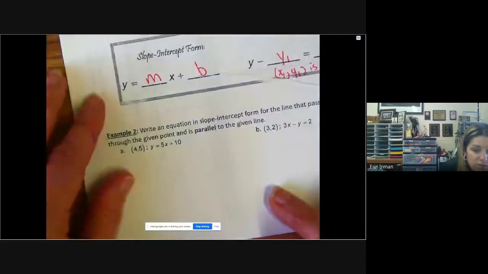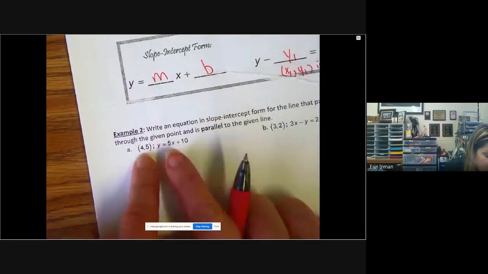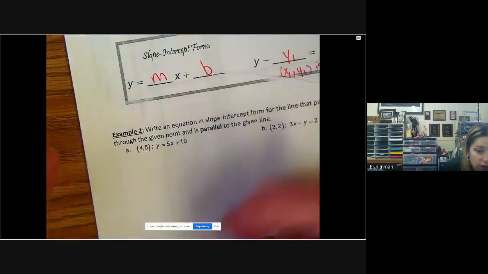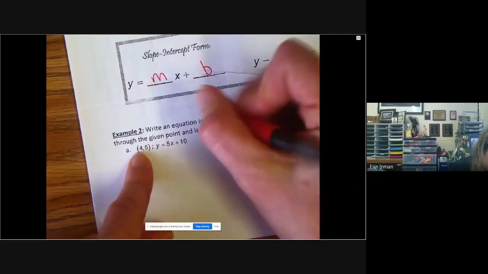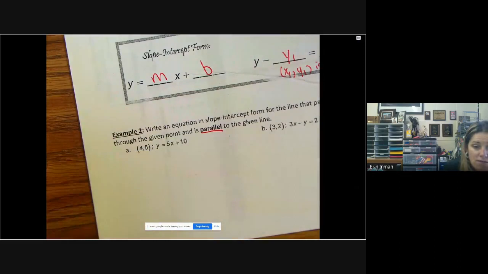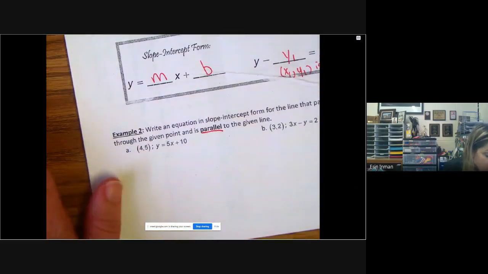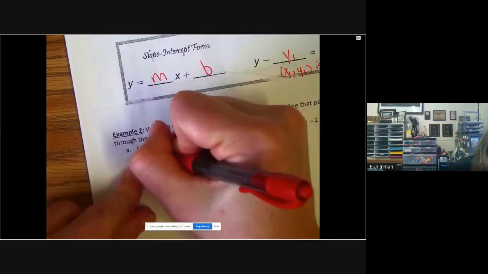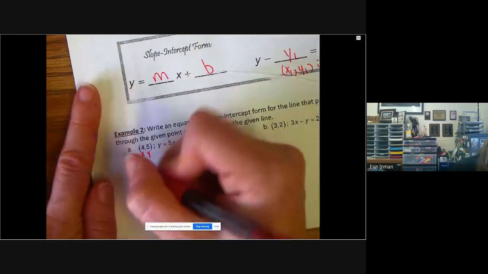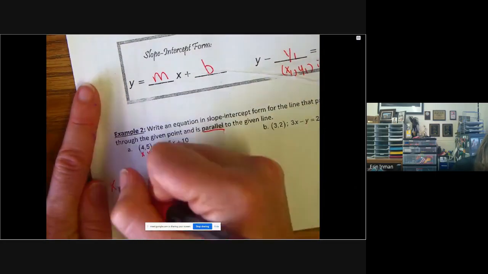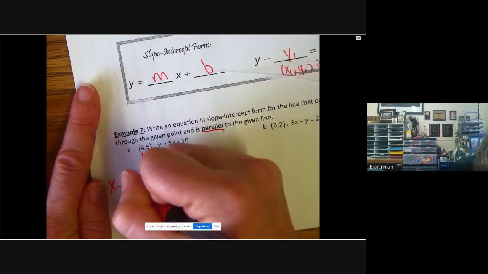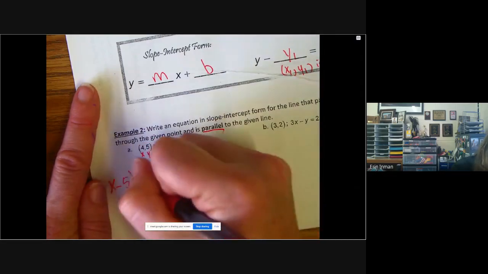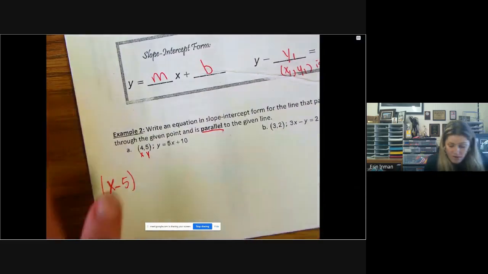So in this beginning thing, we're trying to write an equation of a line. It has to go through a specific point, and it needs to be parallel to the line that's given. Okay, so here's our point that it has to go through. So as I'm looking at this, point slope form would be y minus the y coordinate.